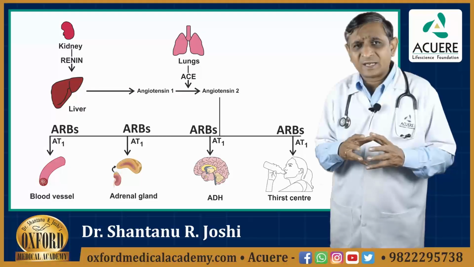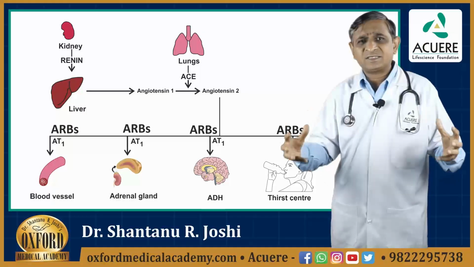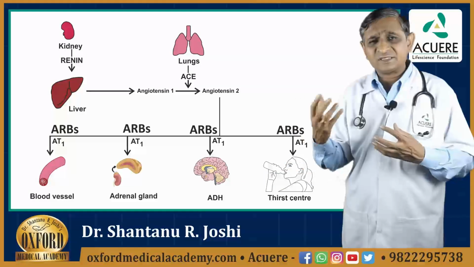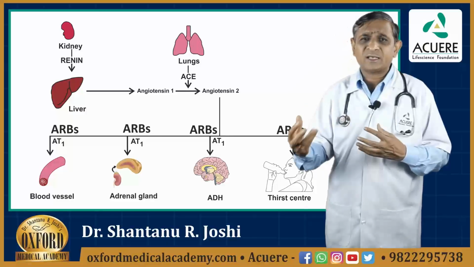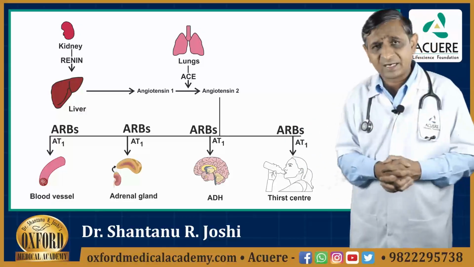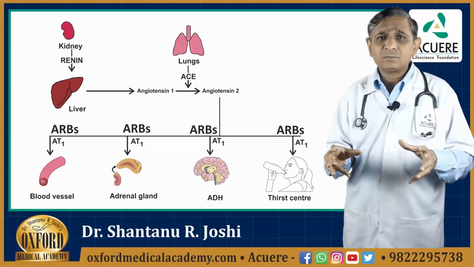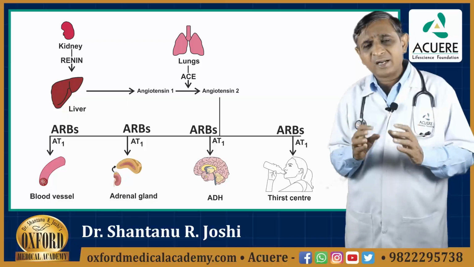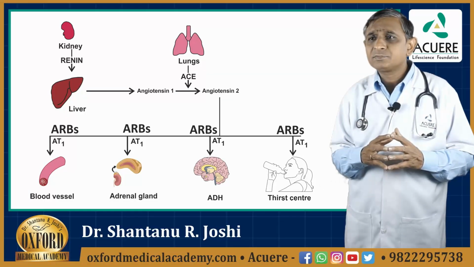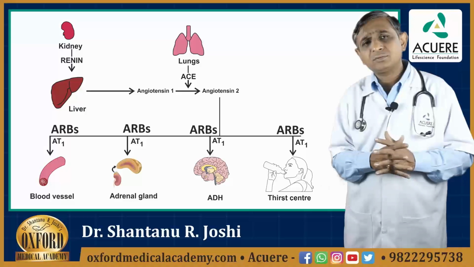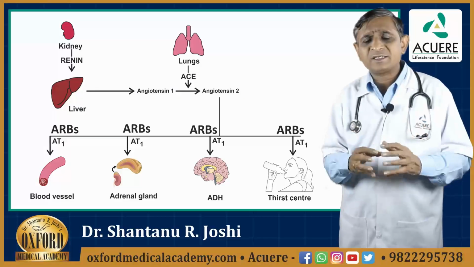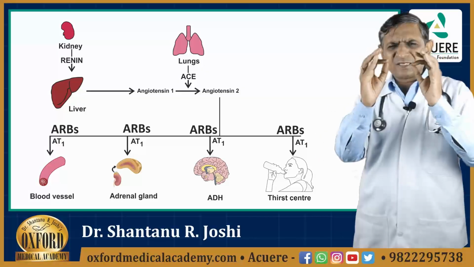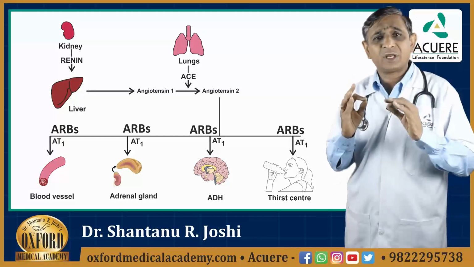Now this angiotensin 2, which was acting on the blood vessels and producing vasoconstriction and a rise in the TPR, ultimately affects the systolic and diastolic blood pressure. Both will increase. The same angiotensin 2 acts on the adrenal cortex. The adrenal cortex secretes aldosterone. Aldosterone is principally a mineralocorticoid, and being a mineralocorticoid, it has a natural tendency to retain sodium and water.